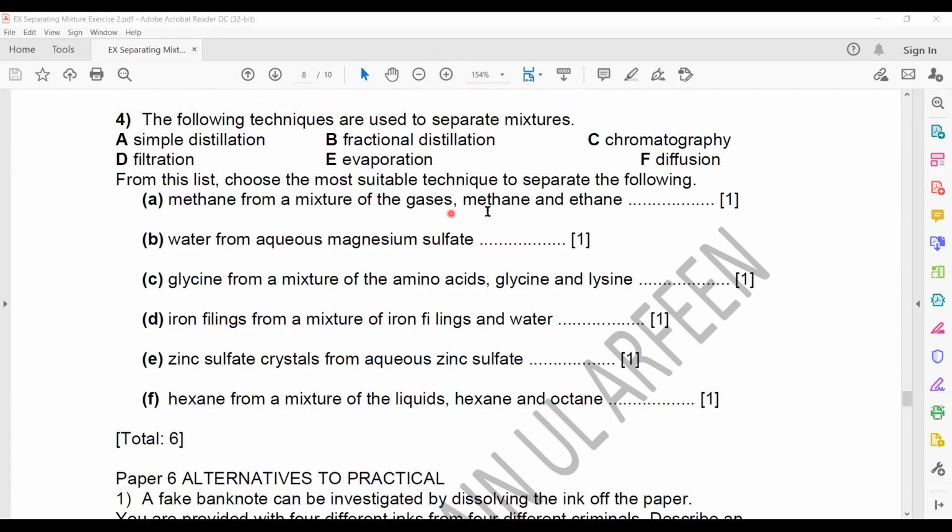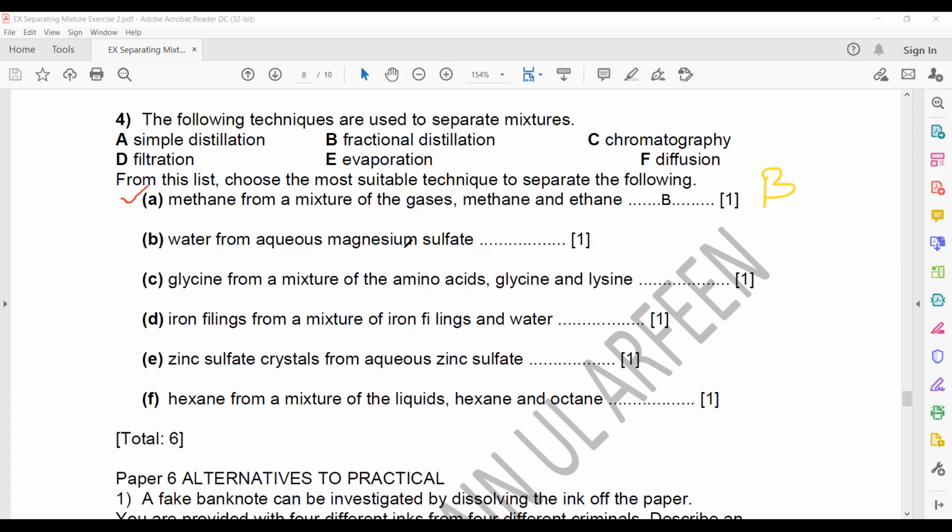Methane from a mixture of gases, methane and ethane. Two gases are there. So which technique can be used? So which technique is suitable here? That's fraction distillation, that's right. So B.